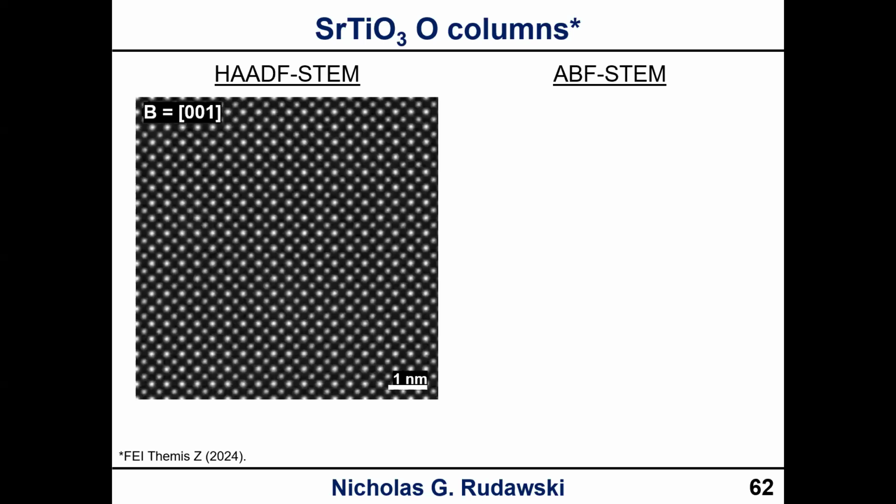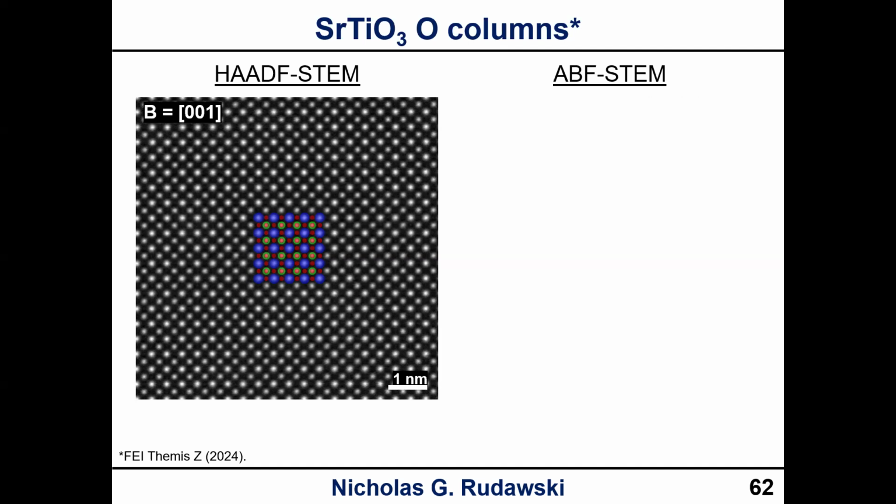Okay, so if we look at HAADF here along 001, well, we can't see the oxygen columns. They get swamped out by the strontium and the titanium, again, because you have Z-squared sensitivity, which I said before was both a blessing and a curse.